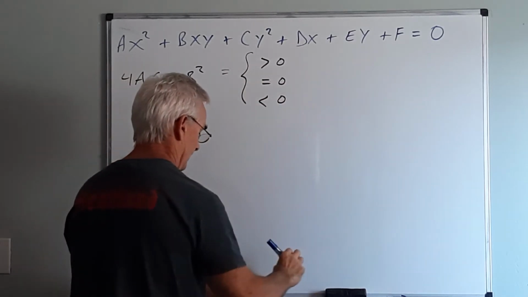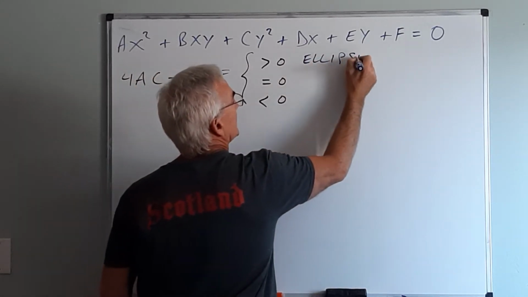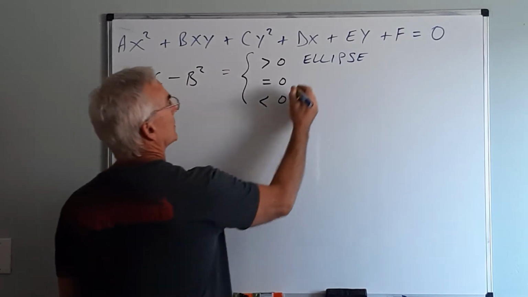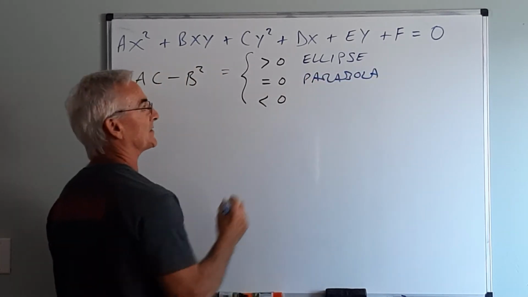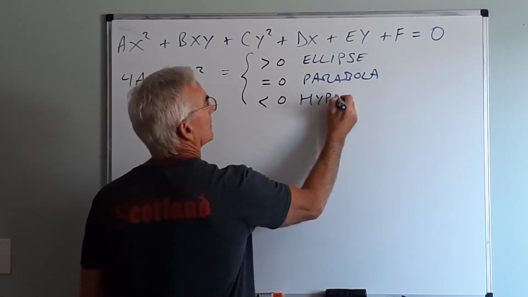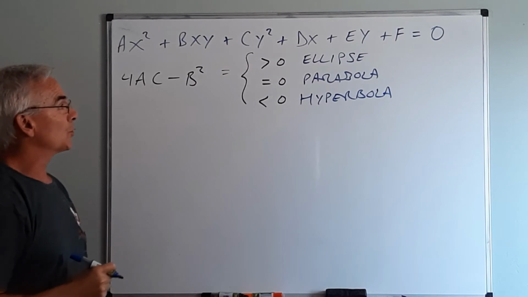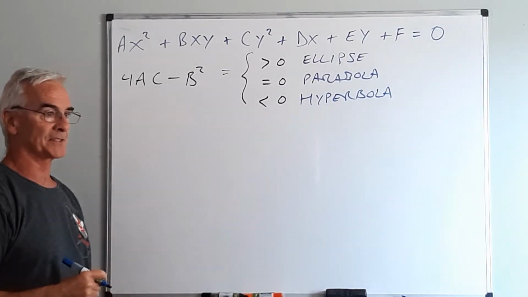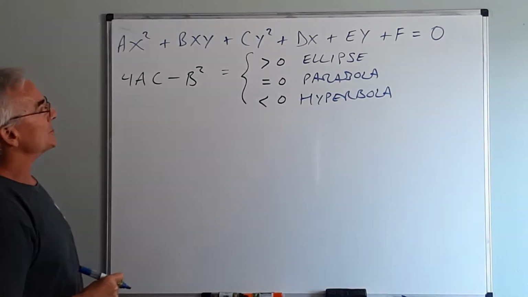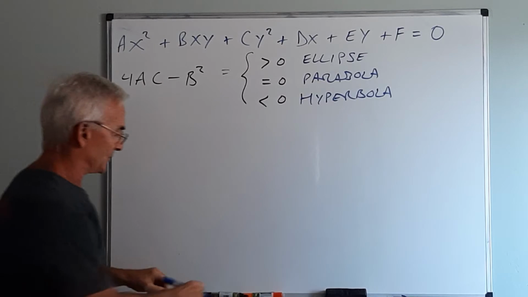Now, turns out, if this quantity was greater than 0, we knew we had an ellipse. If it equaled 0, we knew we had a parabola. If it was less than 0, we knew we had a hyperbola. And this is how we could quickly determine what the shape was before we even did anything with the rotation of axes. So now I want you to imagine that this is simply a level curve of a three-dimensional surface.